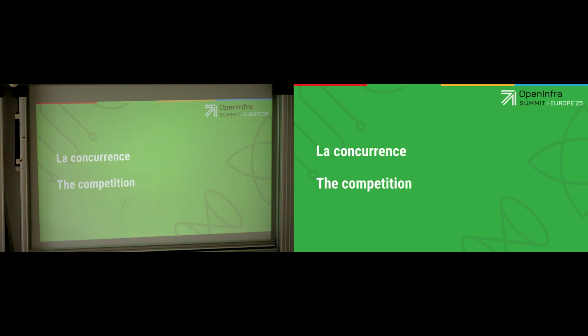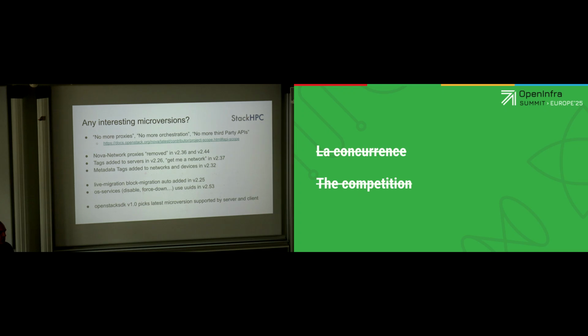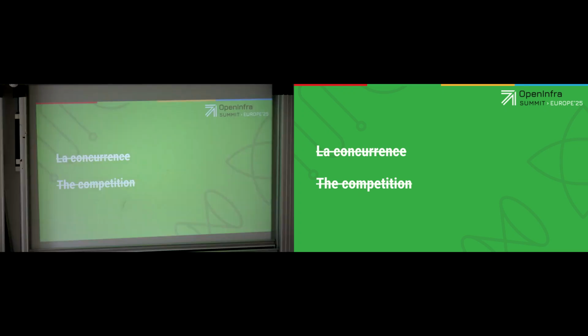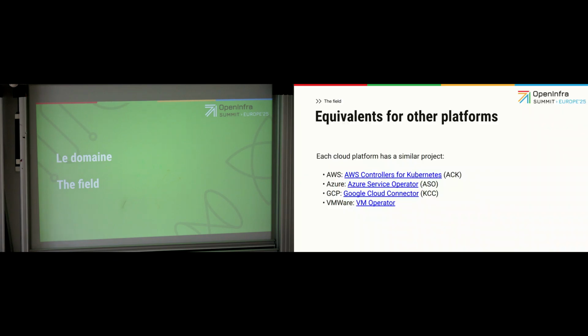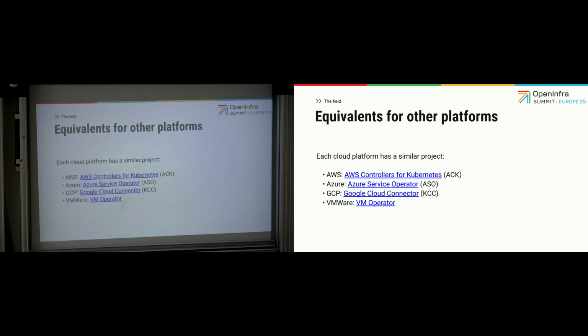So now a little bit of a comparison with some of the other Kubernetes-style OpenStack orchestration tools. Right, so this is not really a competition, but more a look at the field, at what others are doing. As you can imagine, every major cloud platform has a project that is more or less equivalent to ORC. AWS has a project called ACK, Azure has one called ASO, GCP has KCC, and VMware is a little bit different, so the scope of their project is a little bit different. I think it only provisions VMs, but I'm not too sure.